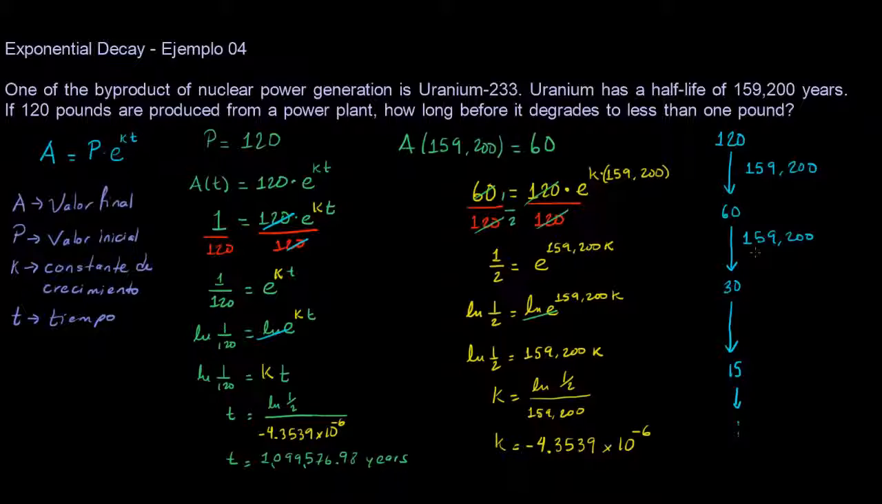Every time these 159,200 years pass, you will get a smaller and smaller amount of uranium-233. So it makes sense that more than 1 million years have to pass in order to have less than a pound of this uranium-233. So, basically, that would be all with this example. Hopefully it was useful for you.